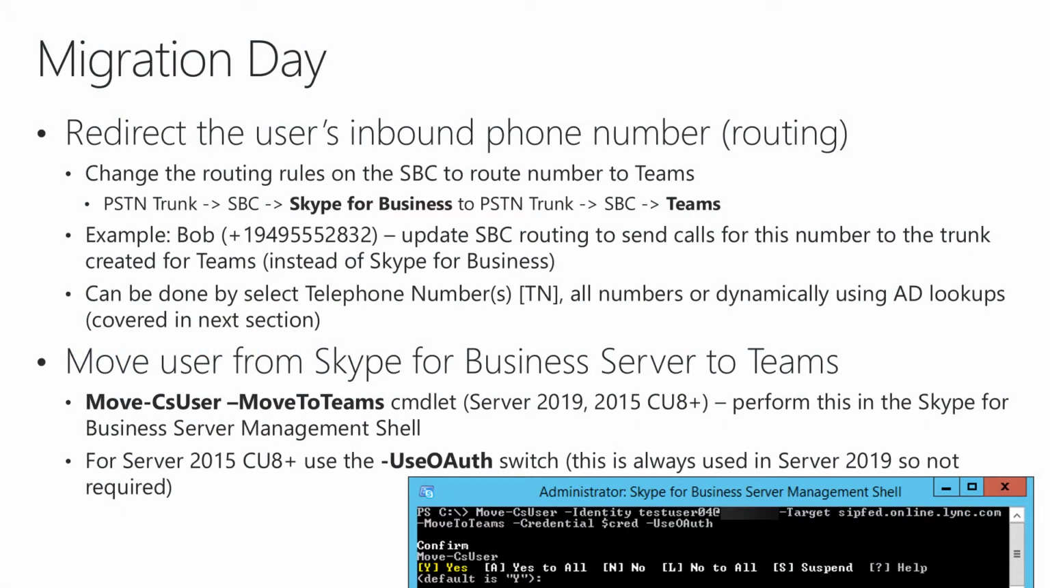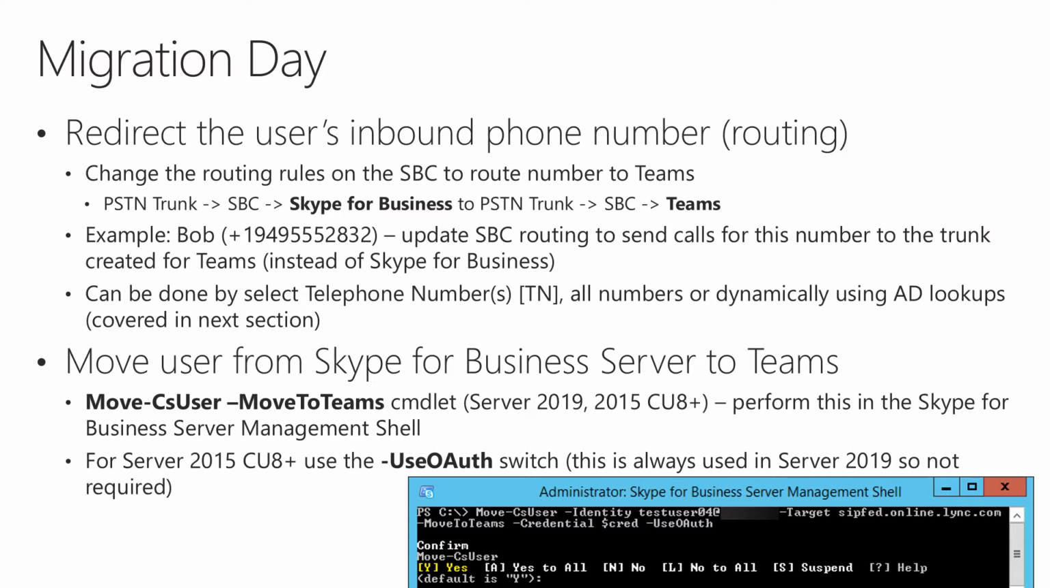And now it's migration day. It's time to actually move the user from Skype for Business on-prem with enterprise voice to Teams and direct routing. On migration day, there's really only two specific items that we need to make sure that we account for. One, we have to now redirect the user's inbound phone number from a routing perspective to go from the source environment, which in this case is Skype for Business, to the destination environment, which is now Teams.